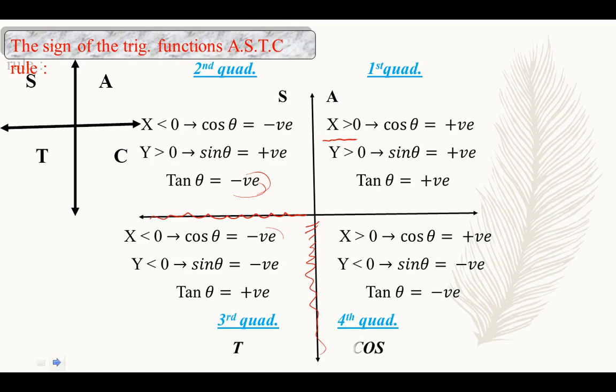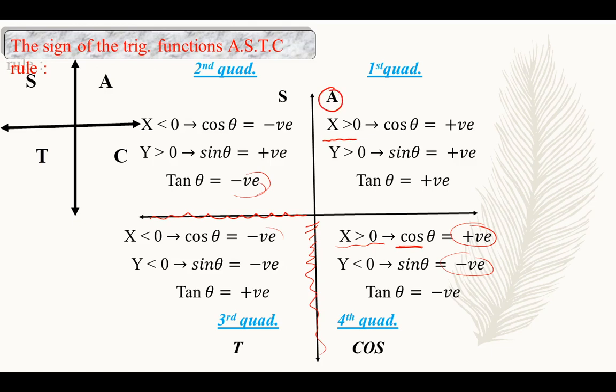And the last quadrant is the fourth quadrant. Here in the fourth quadrant, x bigger than 0, so cosine theta is positive. Y smaller than 0, so sine theta is negative. Tan theta, negative divided by positive, will be negative. So again, in the first quadrant, all the trigonometric functions are positive.